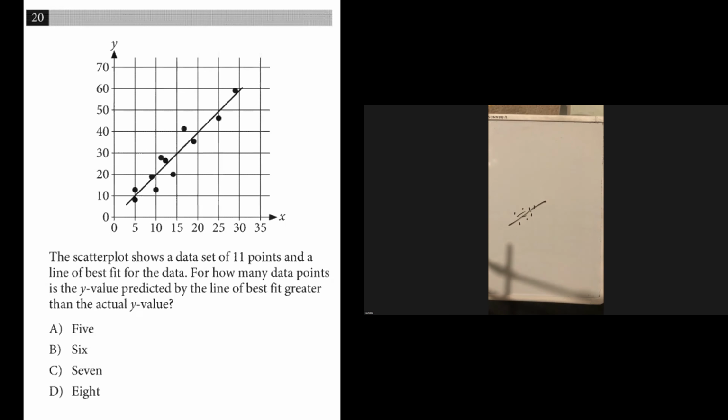And so we just look at the line of best fit and count the number of them that are below the line, which would be 1, 2, 3, 4, 5. So the answer would be A, 5.